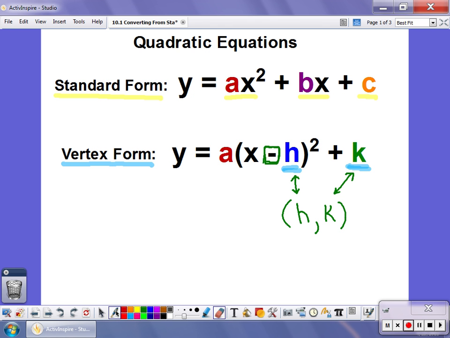But the other part of vertex form is that it has this a value. This a value and this a value are going to be the same. It doesn't matter whether it's standard form or vertex form. Whatever this coefficient is up here in our x squared term, it's going to be the same number when we have vertex form. And it's important to know this because in order to switch from standard form to vertex form, the first thing we do is find our vertex, and then we plug that into these two parts of our equation here. And then we also have to plug in a value for a, and we get that just by looking at our standard form equation. Let me show you what I mean.